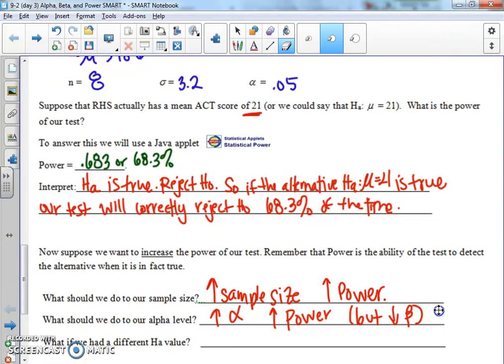So actually I probably shouldn't say "but" decreases beta. I'll just say it does decrease beta, which is actually a good thing.